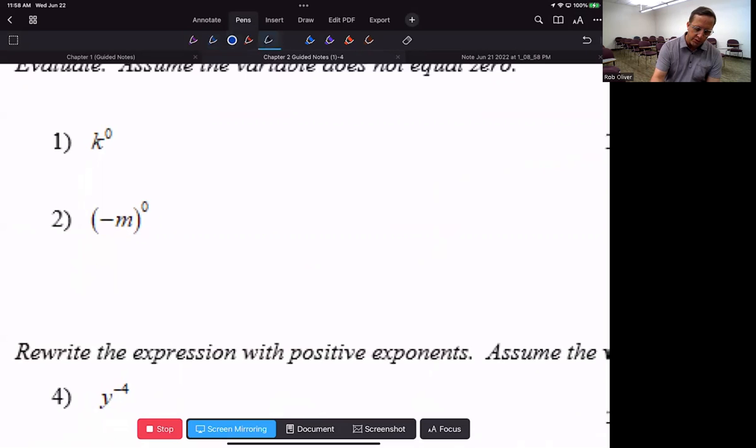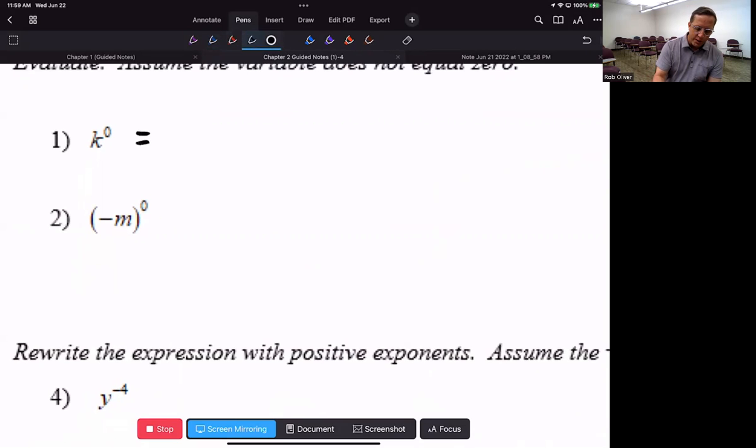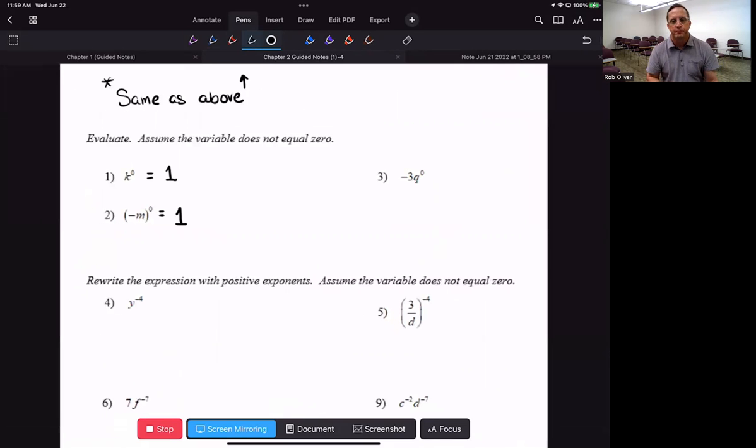So for number one, all right, we're talking about zero exponents. So k to the 0 power is just going to be 1. All right. Number two, you have the negative m in closed parentheses. So that means the entire thing is equal to 1. That's it. All right, it's pretty simple so far.